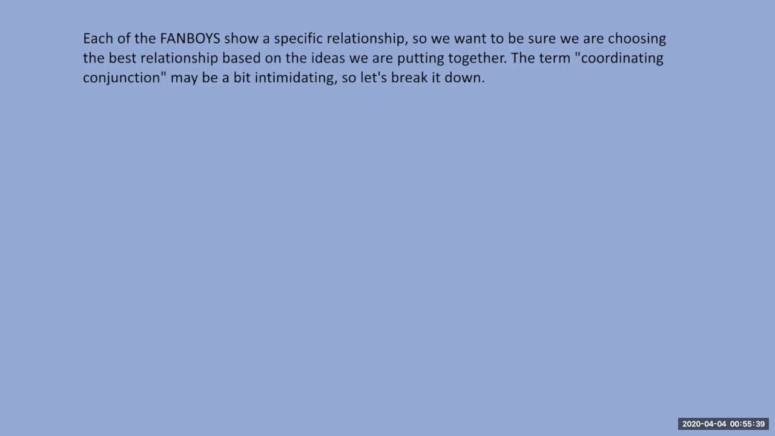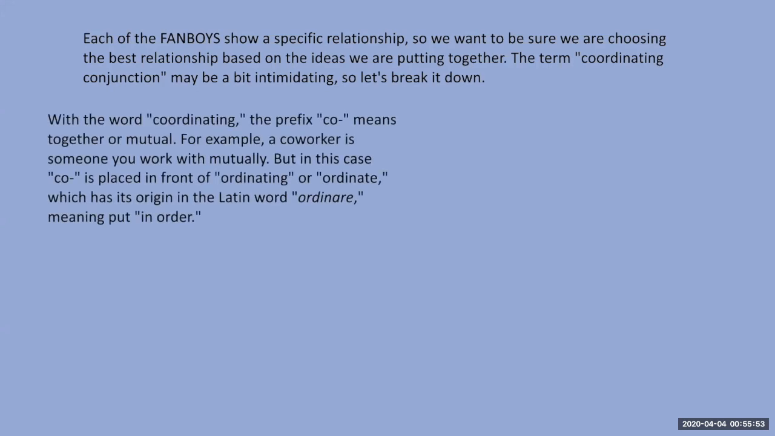Each of the FANBOYS shows a specific relationship, so we want to be sure we are choosing the best relationship based on the ideas we are putting together. The term coordinating conjunction may be a bit intimidating, so let's break it down. With the word coordinating, the prefix co means together or mutual. For example, a co-worker is someone you work with mutually.